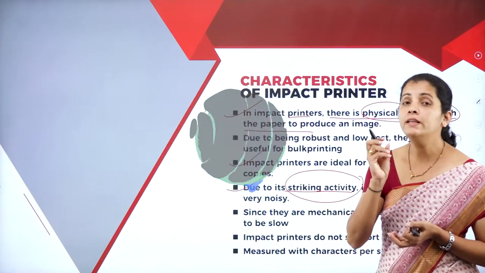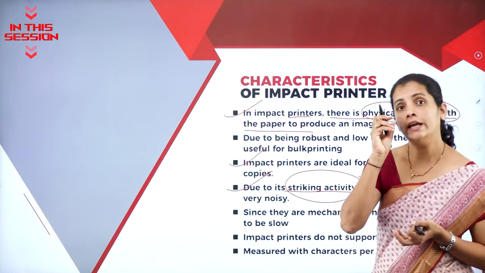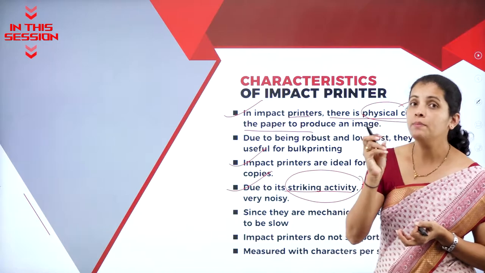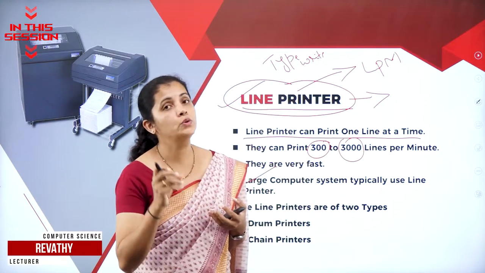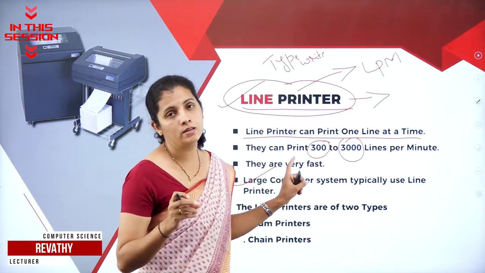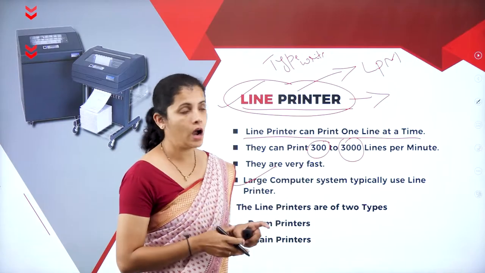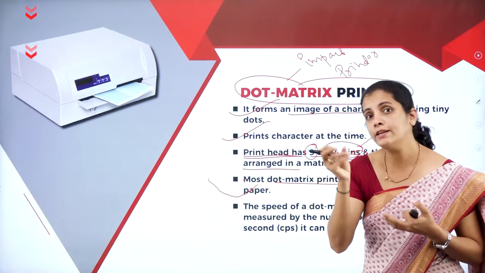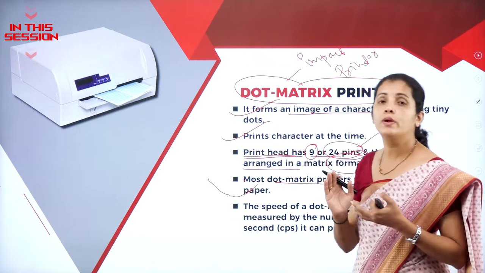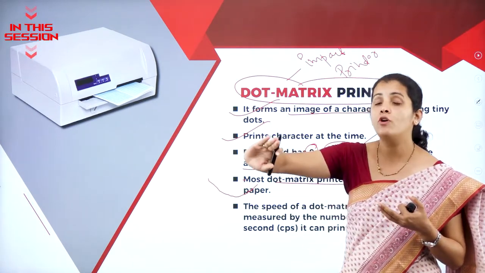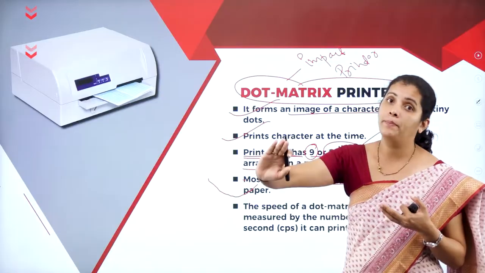The metal pin is going to hit the ink ribbon. That time it produces noise. Most of the larger computer systems are going to use a line printer to produce their output. To print the character on the paper in the dot matrix printer, we require continuous form, that is, long paper.